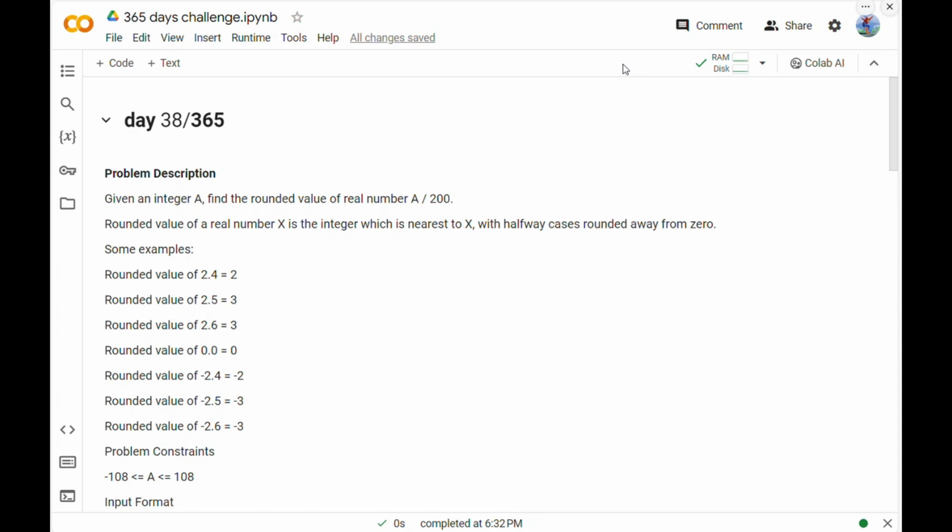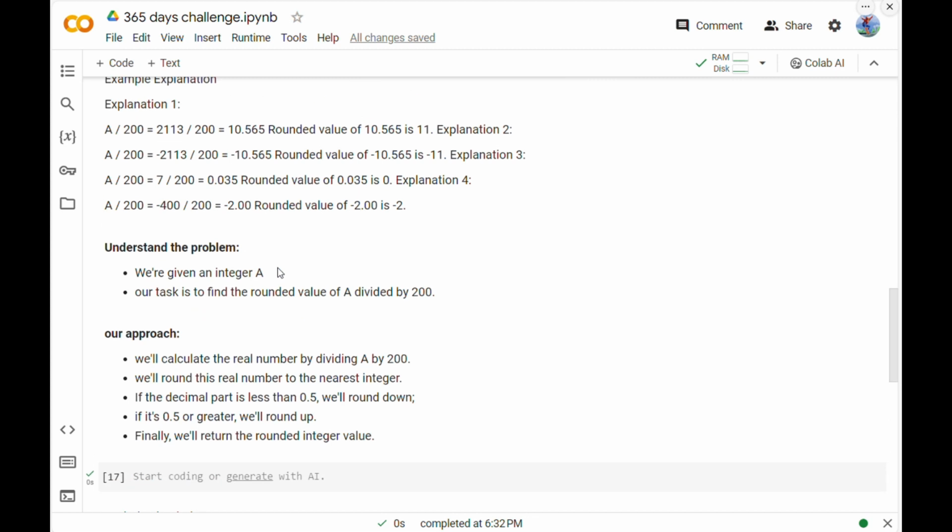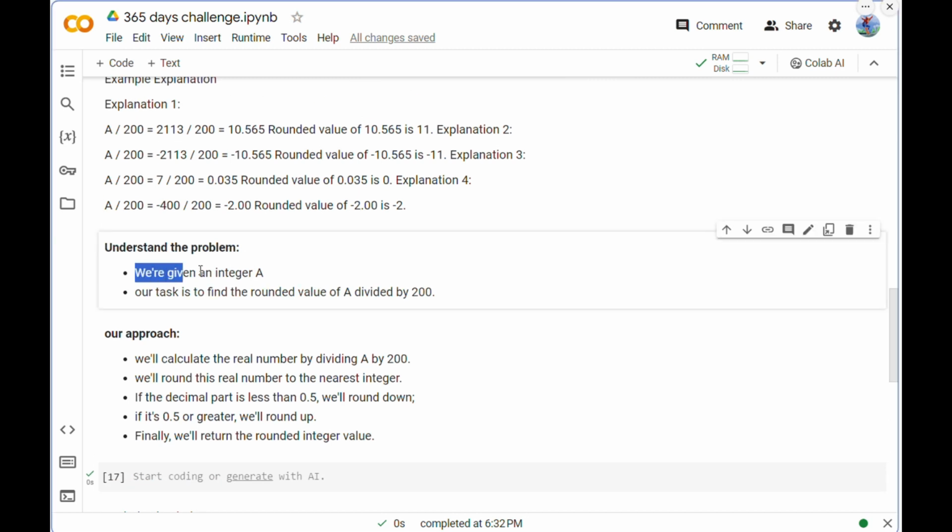This is day 38 of 365 days of coding, and today we're going to tackle a programming problem where basically we need to convert a real number to its nearest integer. So let's jump into the understanding of the problem. We are given this integer a, and our task is to find the rounded value of a divided by 200. This part is very crucial, a divided by 200.